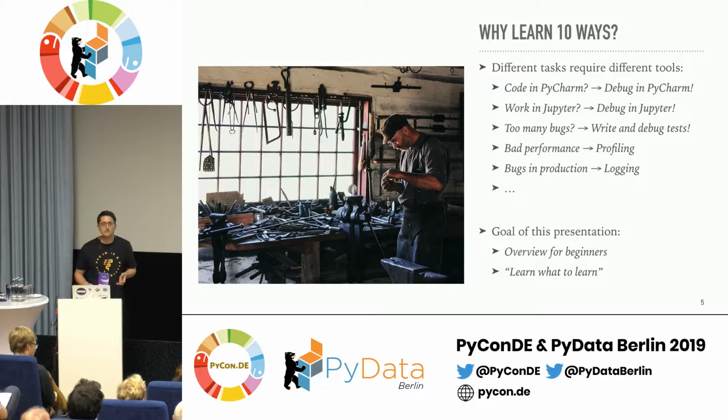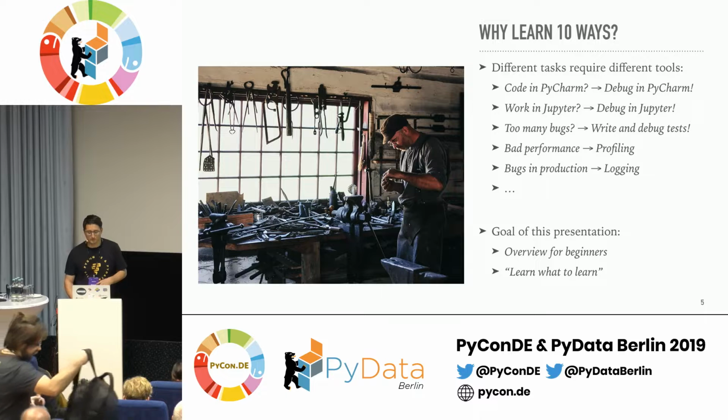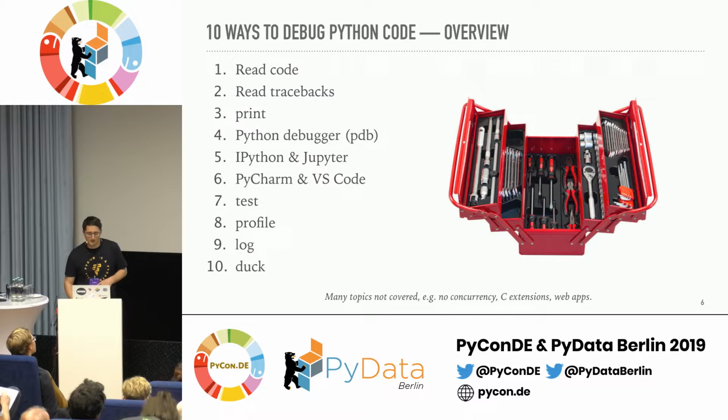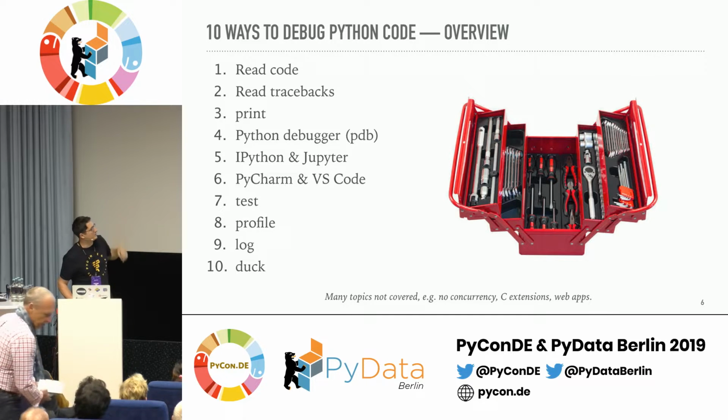So this is an overview for beginners, just showing you what you can learn. You won't walk away from this really good at debugging. This is something you have to learn afterwards by yourself, but it'll give you some ideas of what tools and techniques you could look at. So these are the 10 things I'll cover. There are many topics that are not covered, like concurrency, C extensions or web apps. Debugging is a big topic, but this should give you a nice start.